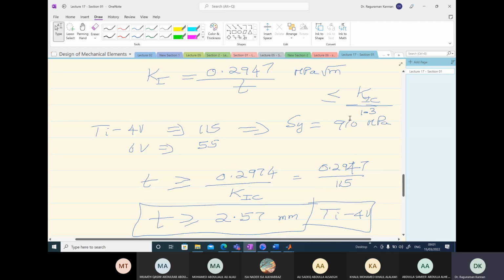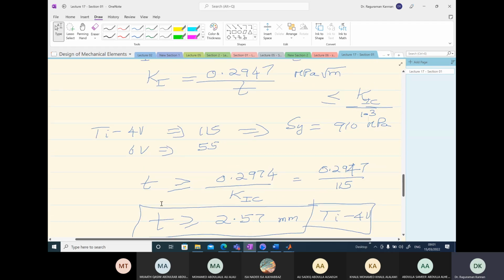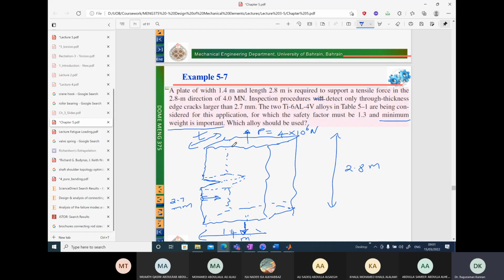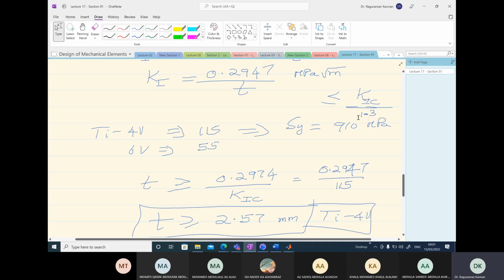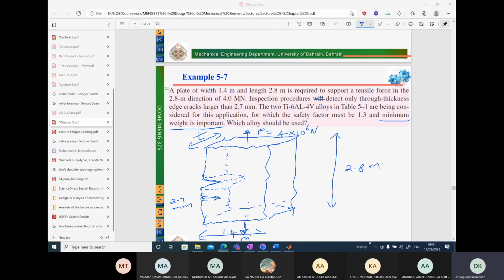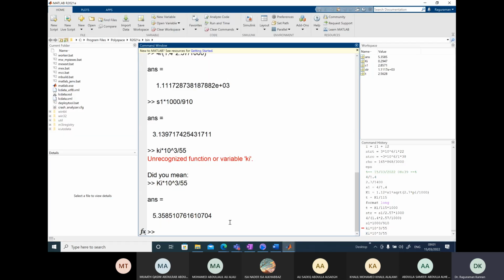Okay, so if we have the factor 1.3, then your T is it 1.3 or 1.4? You have a factor of safety 1.3. So we need to multiply 1.3 here. Okay, multiply by 1.3. 0.2947. Okay. New. So that will change our calculations and it will be simpler.